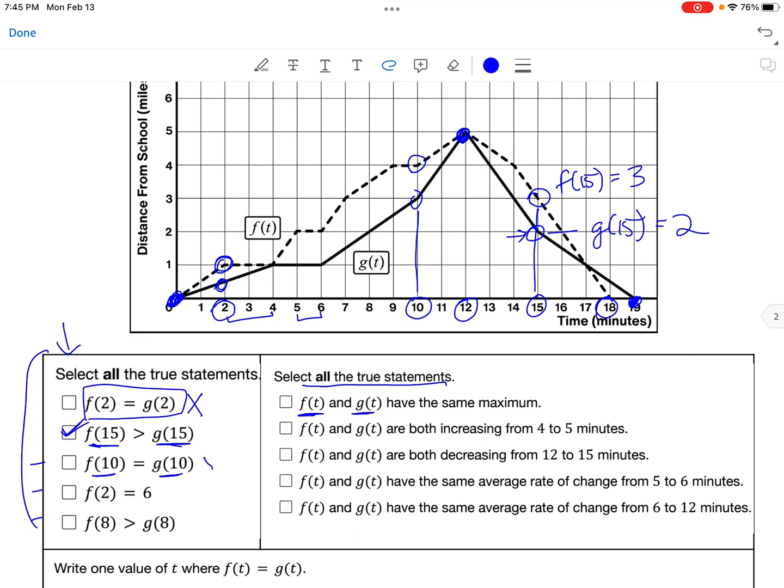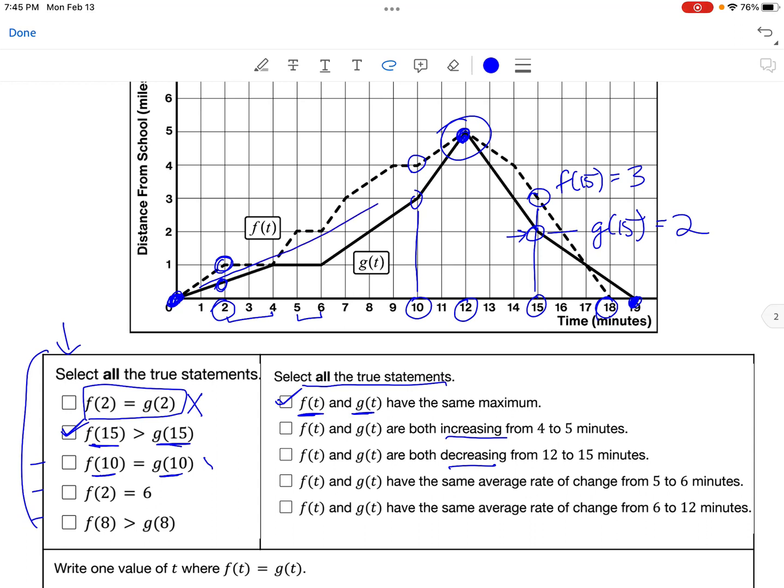Let's do one together. Do f of t and g of t have the same maximum? So here's the maximum right here. They do have the same maximum. That is true. They both have a maximum distance of 5 miles from school. And then there's some questions about increasing and decreasing.